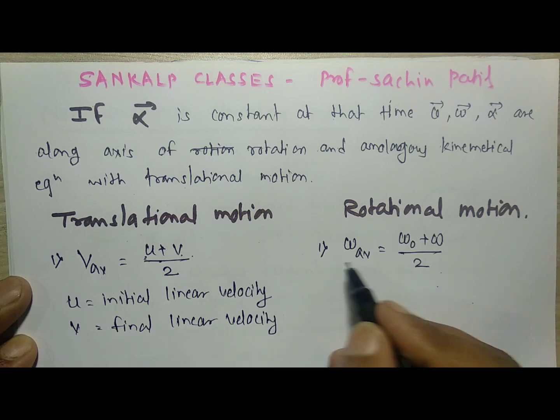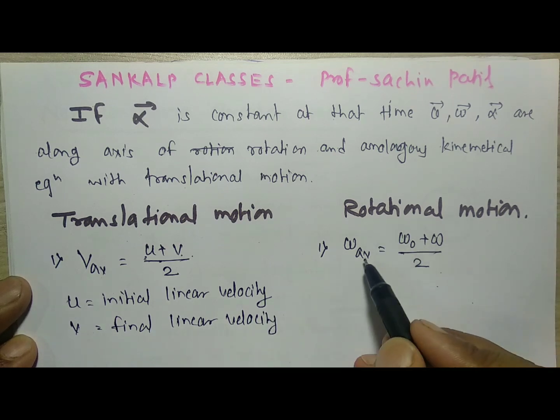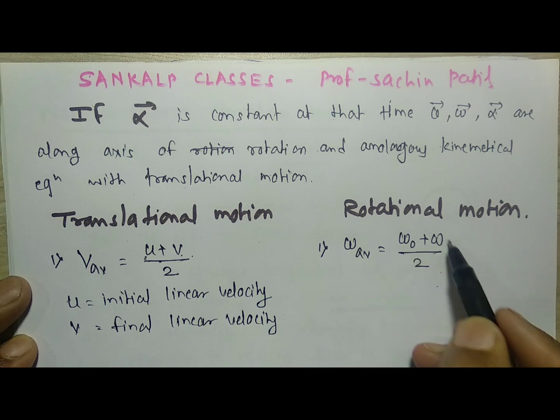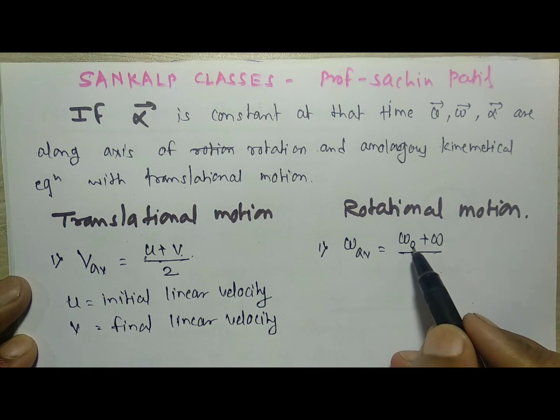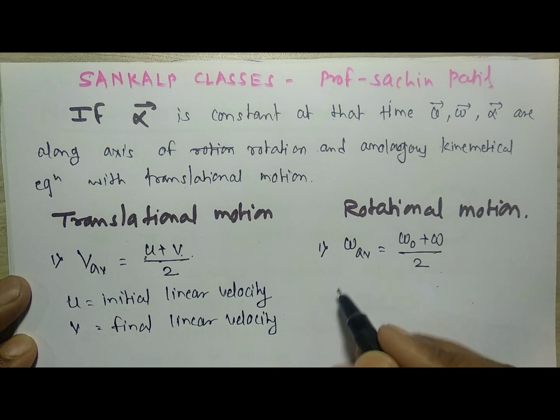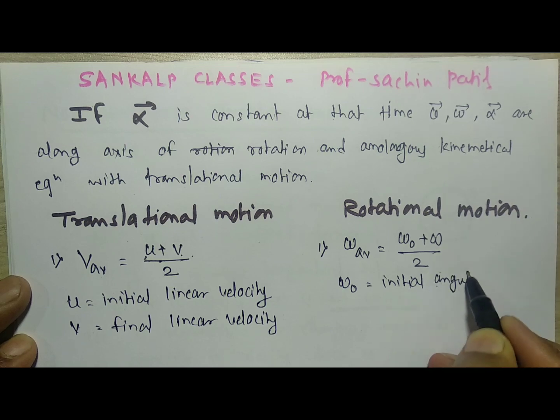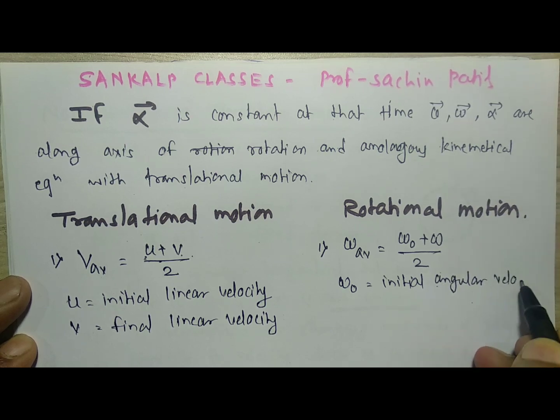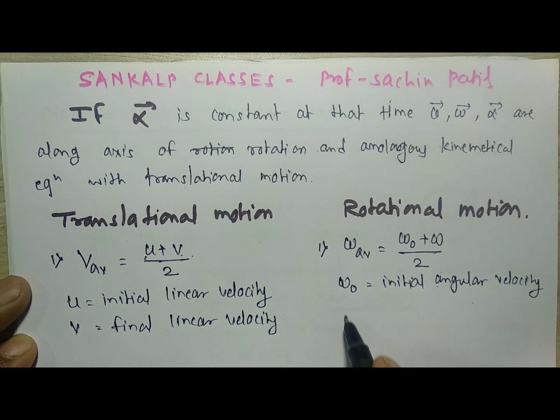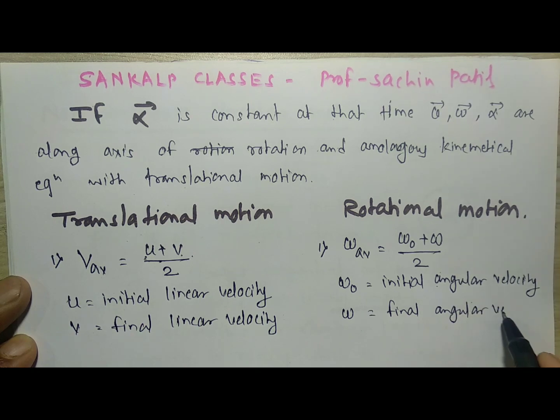Similarly in rotational motion, omega average, that means average angular velocity, is nothing but the average of the initial angular velocity and final angular velocity, where omega 0 is the initial angular velocity and omega is the final angular velocity.